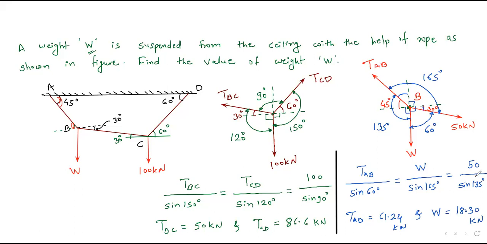Okay, so my question to you is: you can see over here, this is point B, this is point C, and between point B and C there is a string, a rope. BC is the rope. When I draw the free body diagram of point C, here it is. I have shown this BC in this direction. This is the direction of BC.